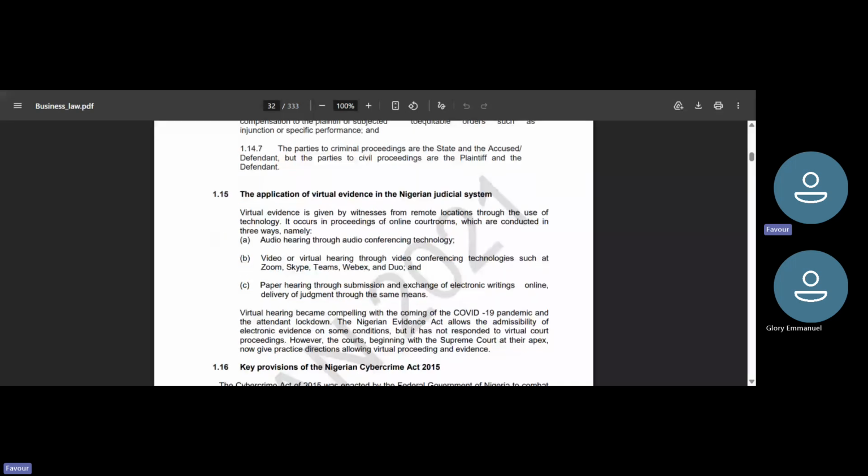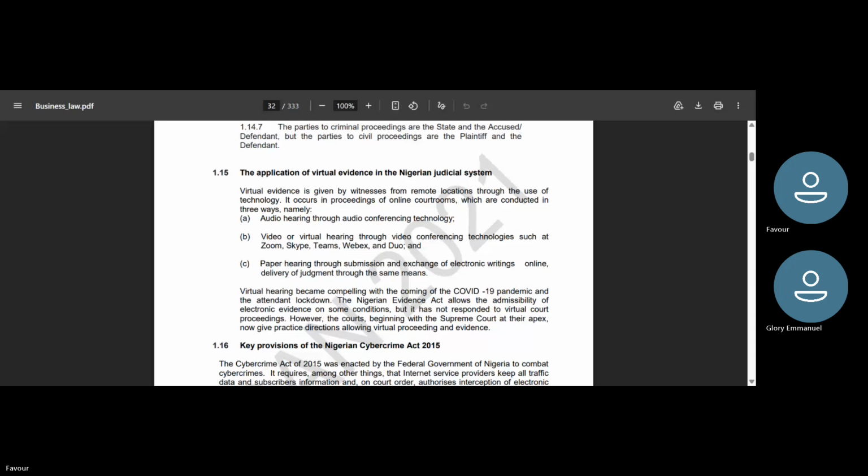So the next is the application of virtual evidence in the Nigerian judicial system. Virtual evidence is given by witnesses from a remote location. When we say virtual, you know that this person is not coming physically to the court, probably for well-proven reasons. Maybe the person is not able to come to the court to give that evidence. There are three ways. It's either through audio hearing, that's audio conferencing technology, video or virtual hearing, that's video conferencing, Zoom, Skype, Teams, and all that, or paper hearing through submission and exchange of electronic writing, or online delivery of judgment through the same means.